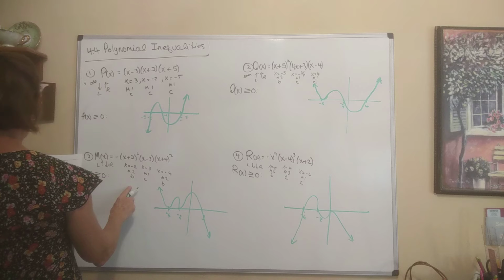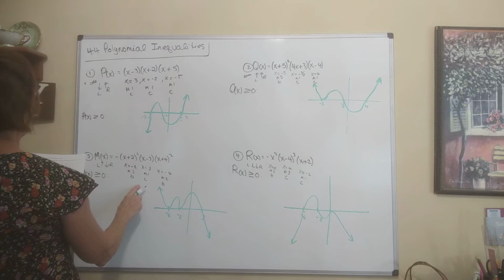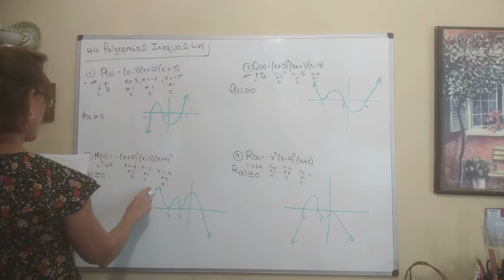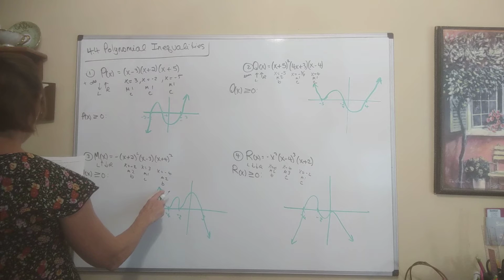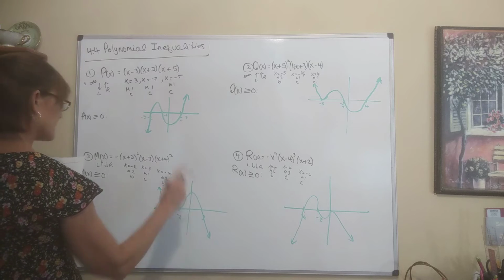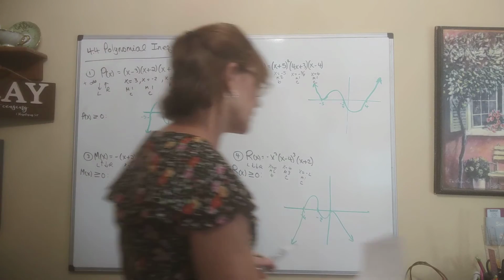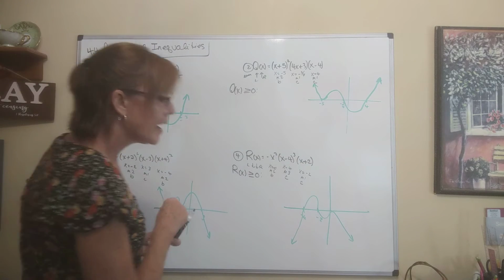-2, bounce. 3, cross. -4, bounce. -4, bounce. Oh, I graphed it wrong on my sheet. -2, bounce. 3, cross. Okay, I did it wrong on my sheet. I'm happy with this guy. All right, now let's see. How about 4?